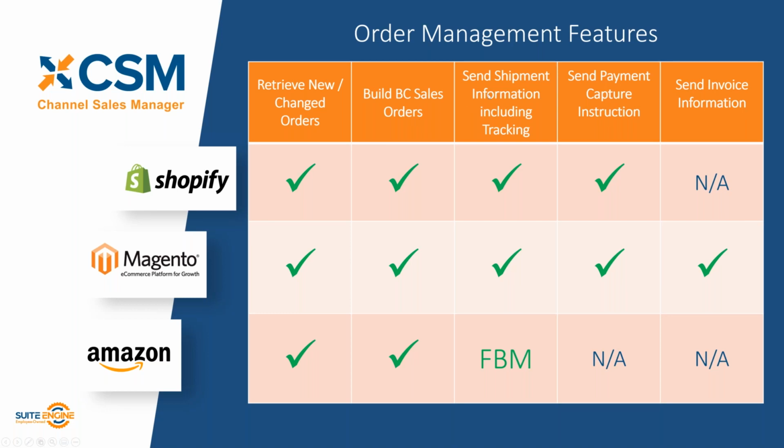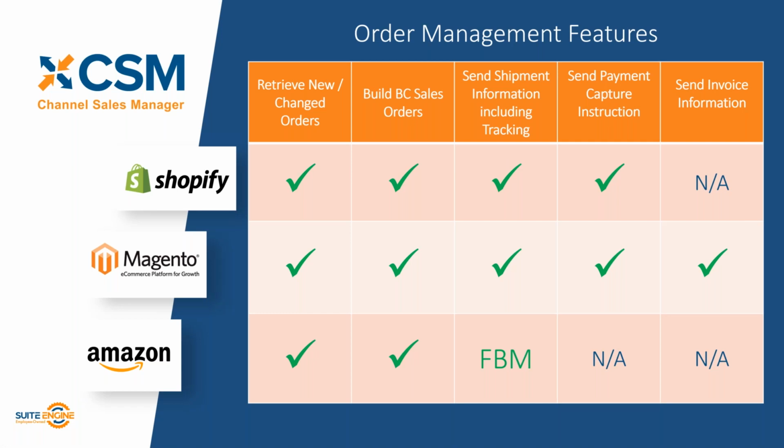On the other side of the fence, once we've sent the customer the package, we need to send shipment tracking back to the platform so that they can notify the customer that it's shipped, along with the tracking information. From an Amazon perspective, that is only necessary with FBM type orders because we're doing the fulfillment. With FBA type orders, Amazon is doing the fulfillment, so we do not need to have that feature turned on.